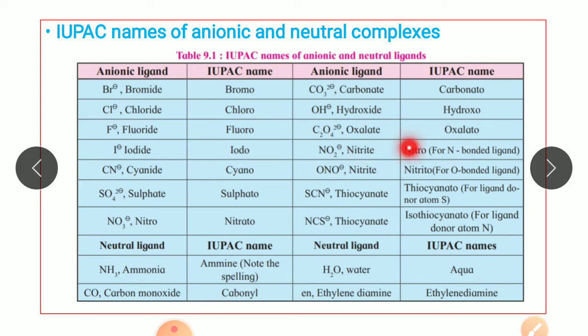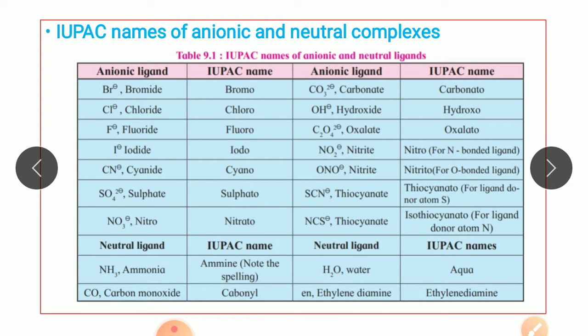Nitrite is written as nitro if the bonding is through nitrogen. If nitrogen is donating its lone pair, then the ligand is named as nitro, and if the oxygen is donating its lone pair, then the ligand is named as nitrito.